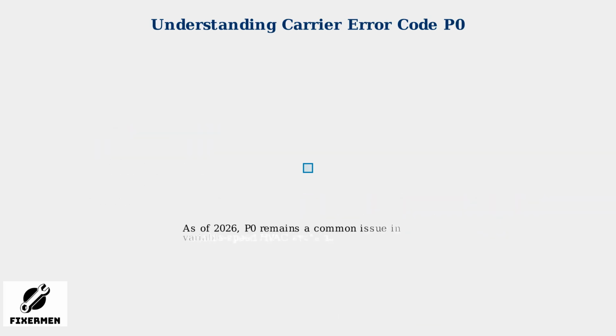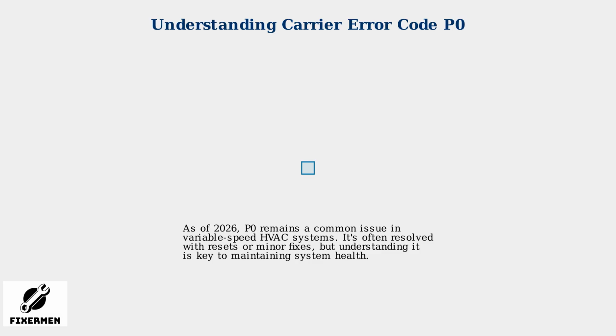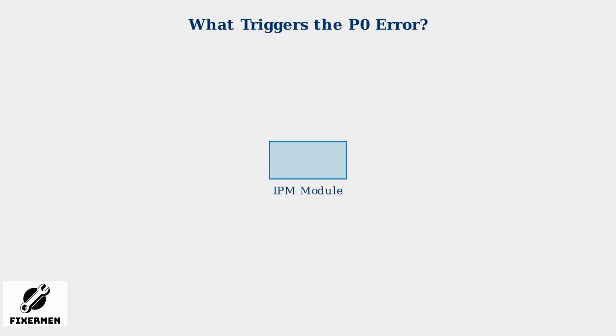As of 2026, P0 remains a common issue, often resolved with resets or minor fixes, but understanding it is key to maintaining system health. The P0 error activates when the IPM detects specific electrical or thermal anomalies. Common triggers include overcurrent above 15A, overvoltage above 400 volts, undervoltage below 300 volts, or overtemperature above 80 degrees Celsius.